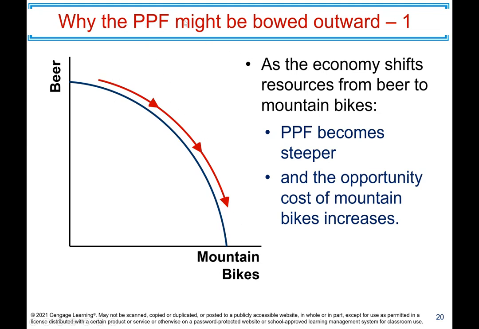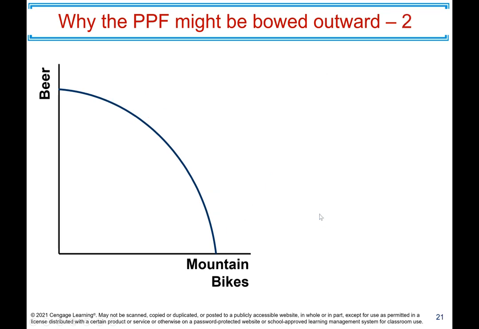So, why might the PPF be bowed outward? One, as the economy shifts resources from beer to mountain bikes. In this example, we are producing beer on the vertical axis and mountain bikes on the horizontal axis. The PPF becomes steeper and the opportunity cost of mountain bikes increases. The slope of this curve gets steeper and steeper as you come down here. That means the opportunity cost of mountain bikes also increases.